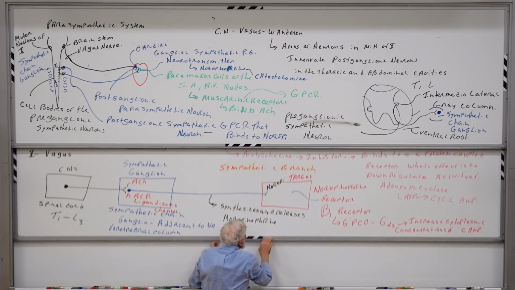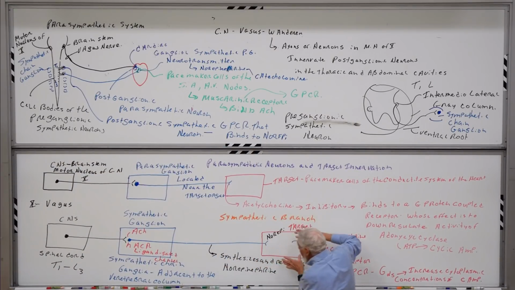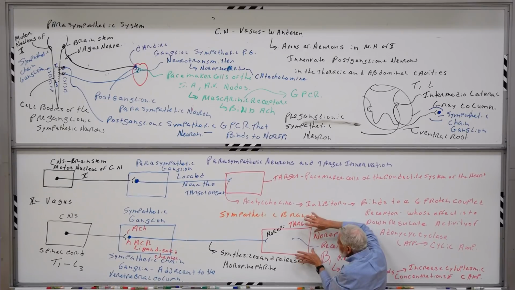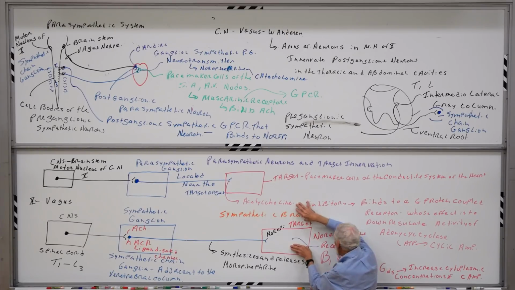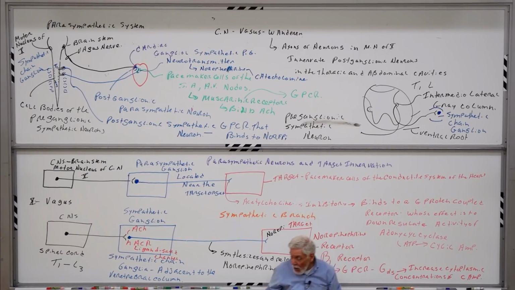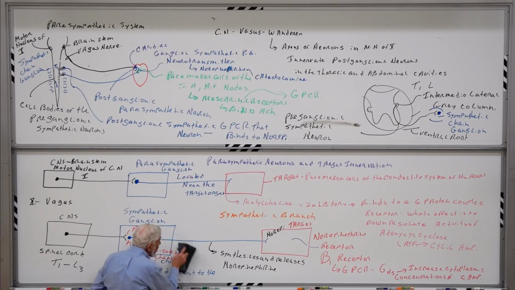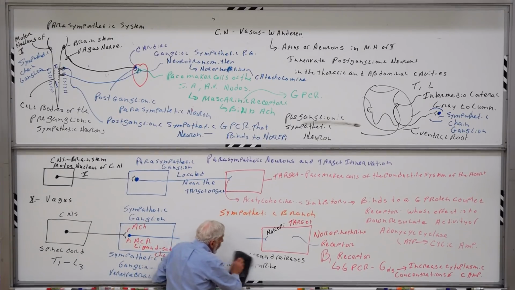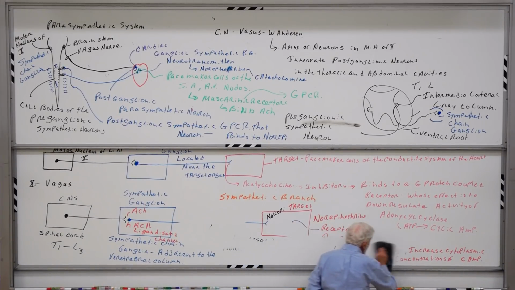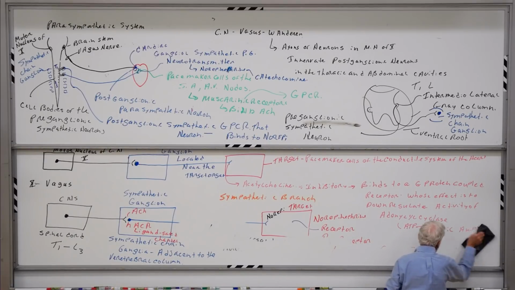And now, I'm going to erase this in a moment, but what we're going to do is now emphasize the concept of the target. We're going to see what's going on in the target. And much of what we're going to say is going to be review, because it's the same story that we told in the endocrine system about G-protein coupled receptors.